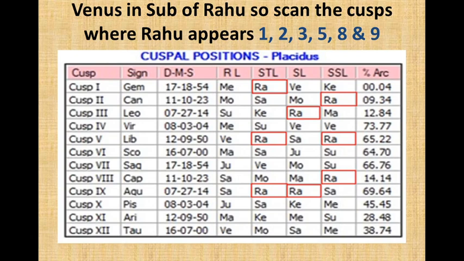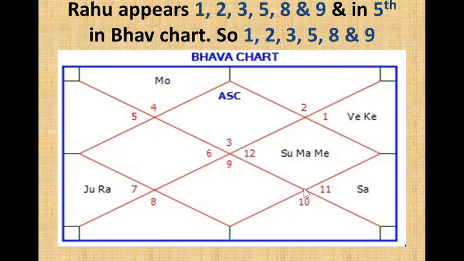Venus is in sub of Rahu, so we have to scan where Rahu appears. Rahu appears in 1, 2, 3, 5, 8 and 9. In the Bhav chart, Rahu appears in 5th. So the total cusps for Rahu will be 1, 2, 3, 5, 8 and 9.